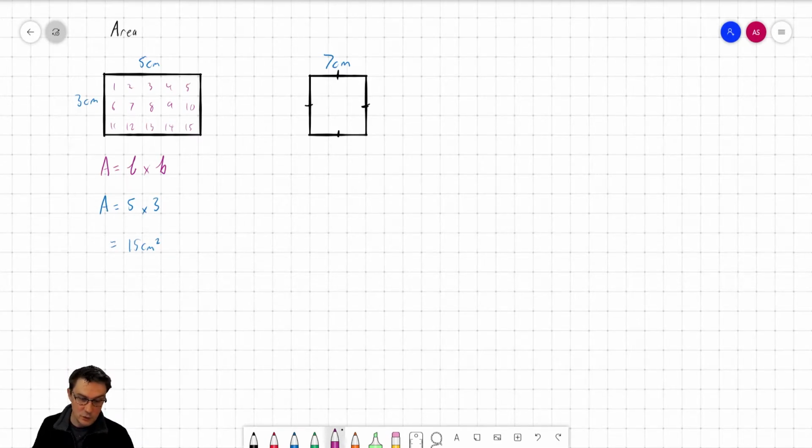Now, next to it, we have a square. First things first, in this square, you'll notice that it's got these markings on each of the sides. Each of these markings just indicates that each of these side lengths are the same, so that you don't have to write 7 centimeters again.